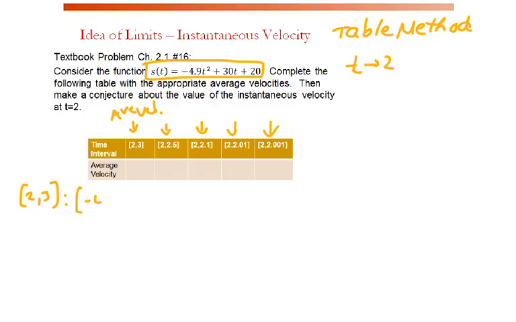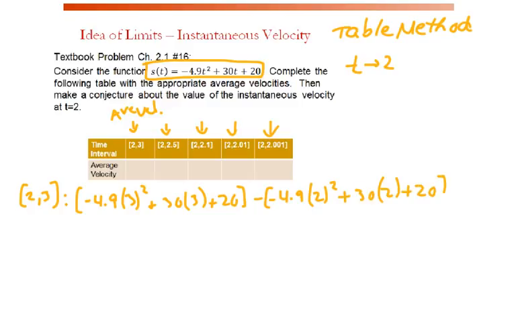I'm going to look at the position at 3 and subtract from it the position at time 2. This will be the last one I do by hand. And again, that's divided by 3 minus 2. So for that interval, it comes out to be 5.5.